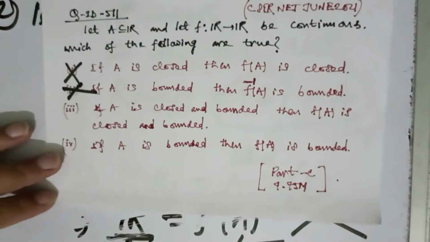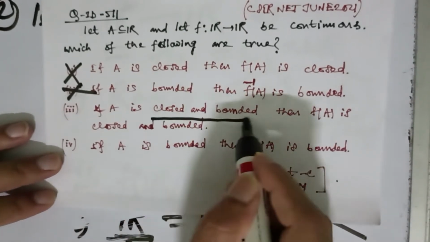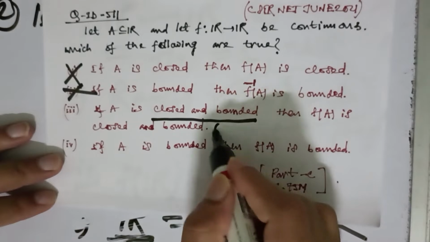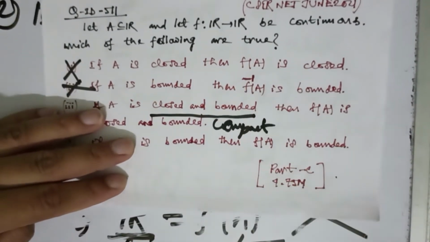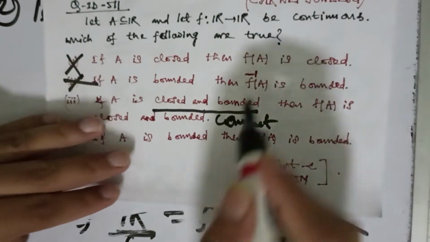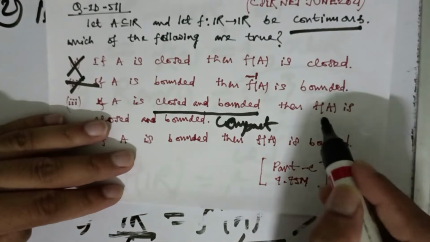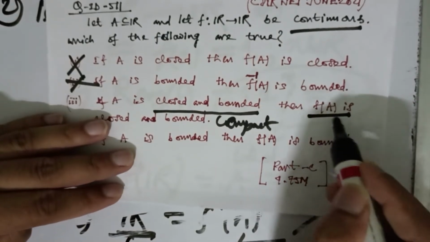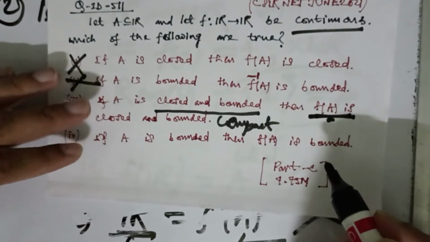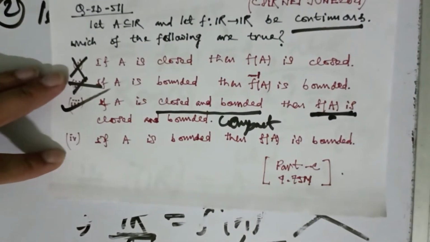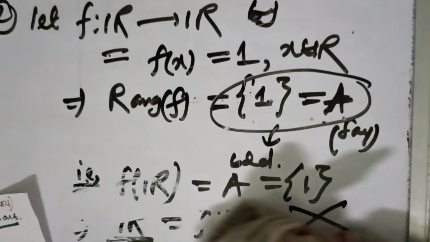Now option 3 says: if A is closed and bounded, then f(A) is compact. We all know a closed and bounded subset of R is compact. But f is given as continuous, and the continuous image of a compact set is compact. Every compact set is closed and bounded, so this option is right. Are you getting my point?